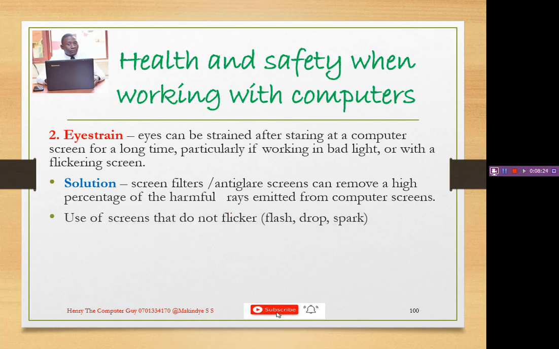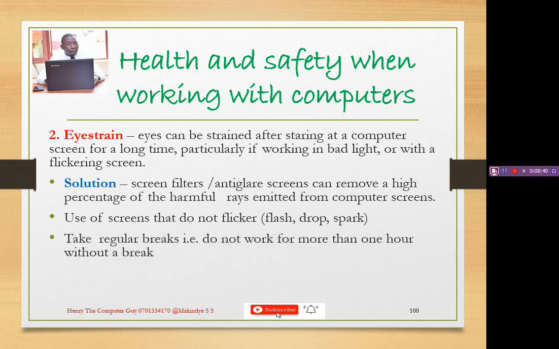And another one, we can use screens that do not flicker or flash or drop or spark. If you see a monitor flickering or flashing, you replace it with a newer or repaired one. We continue. And they're telling us to take regular breaks, i.e. do not work for more than 1 hour without taking a break. If you've worked on a computer for over 5 to 7 hours without getting any break, that will cause what we call eye strain. And in that event, you'll also get what we call the headache.